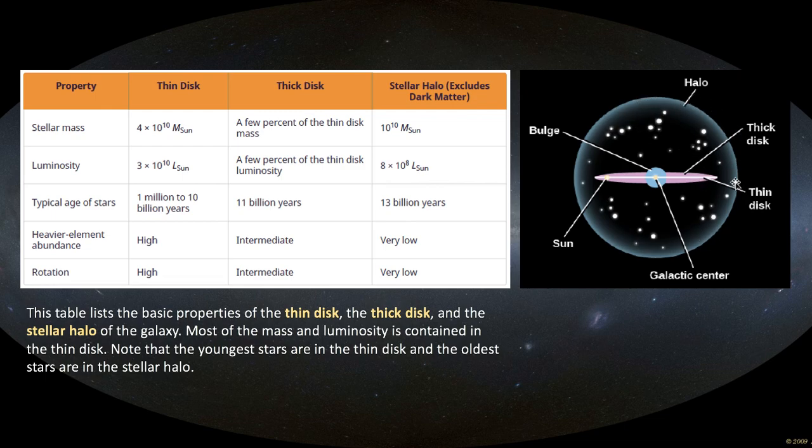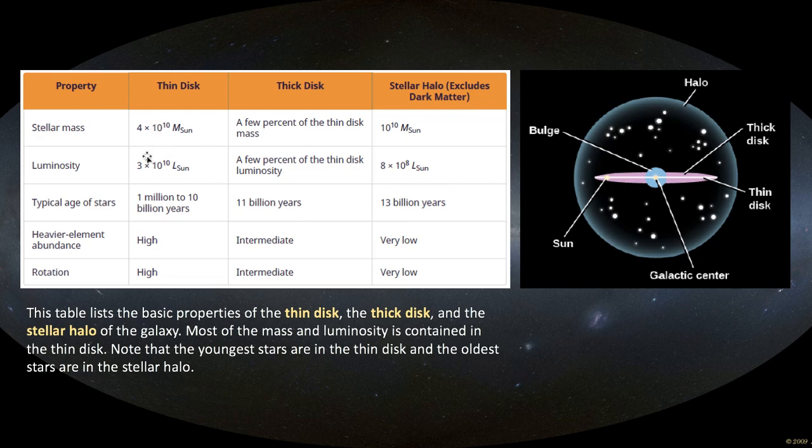And then we can distinguish the thin disk from the thick disk. And this table gives you some quantitative information comparing the different regions of the galaxy, the thin to thick to stellar halo. I just want to draw our attention to a couple of things. One is that the majority of the mass is located in that thin disk, and that's why when we look up in the sky, that's the brightest part of the Milky Way, is that disk right at the center.